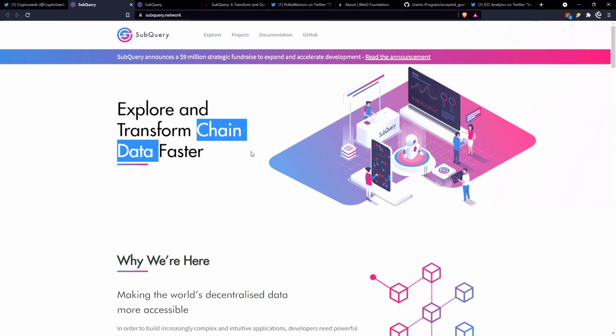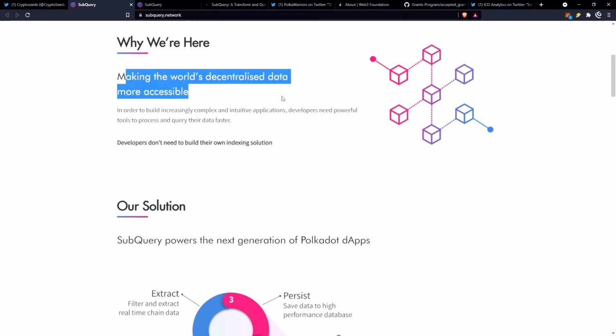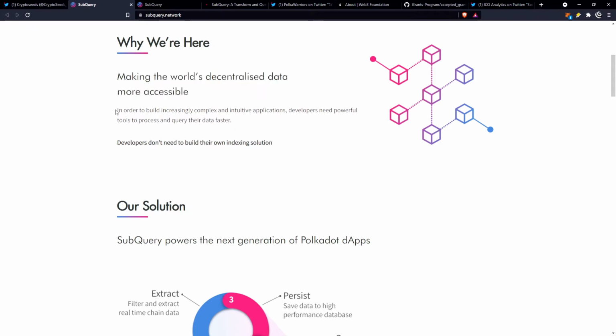So this is a key thing to be noted. Let's discuss what they have provided: making the world's decentralized data more accessible. In order to build increasingly complex and intuitive applications, developers need powerful tools to process and query their data faster. So in order to build complex DApps, developers usually need tools to get the data, which means any on-chain data.